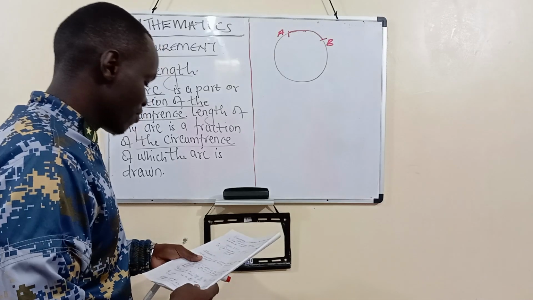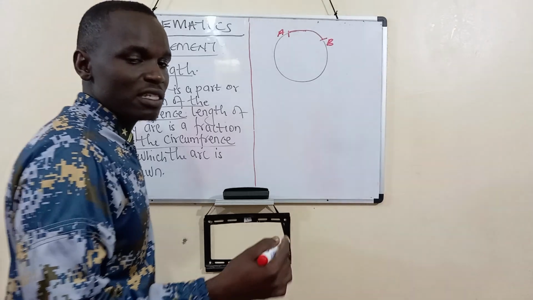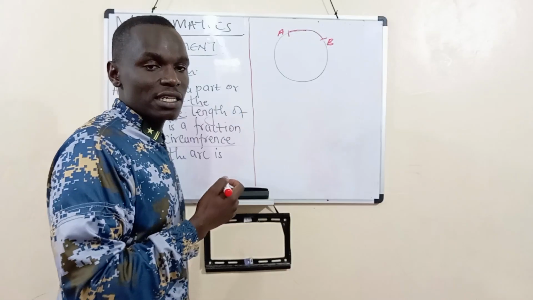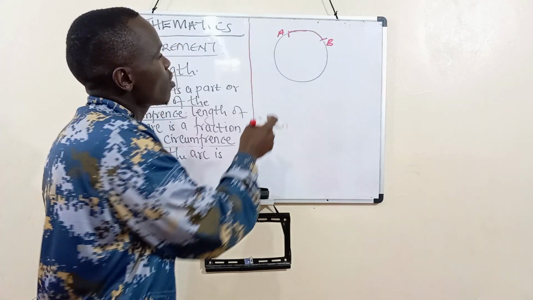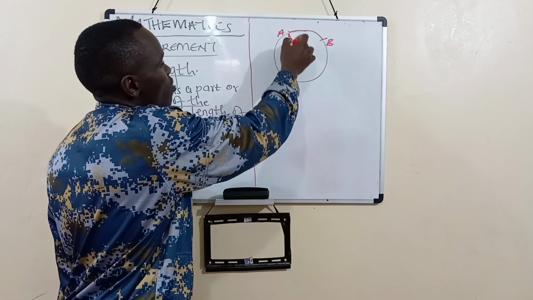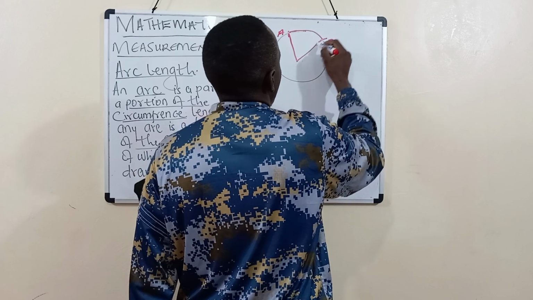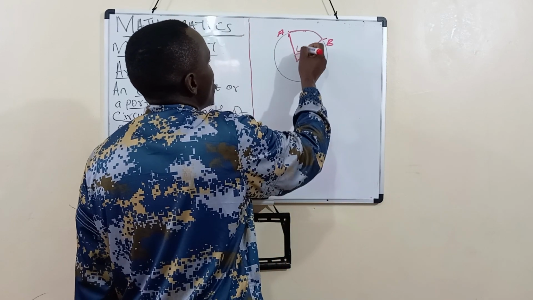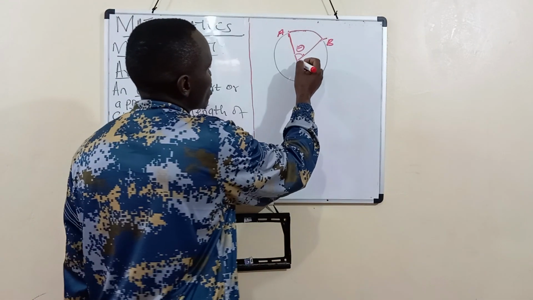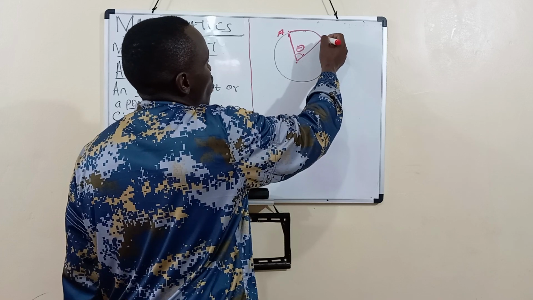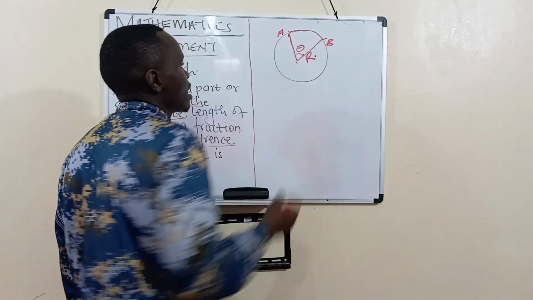Now, for the fraction of the arc, remember, a circle adds up to 360 degrees. So when we want to talk about a fraction of this arc, probably we have an angle, and we have a radius. Of course, the distance from the center to the circle is called the radius.